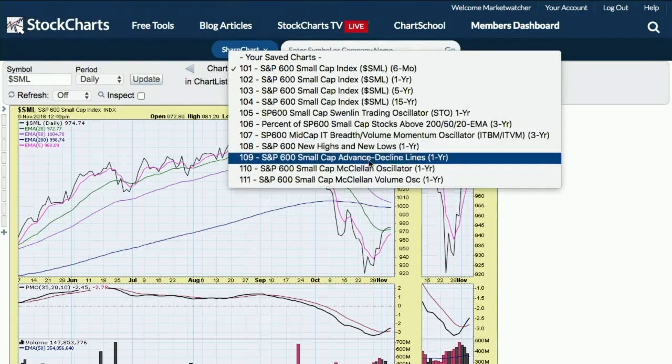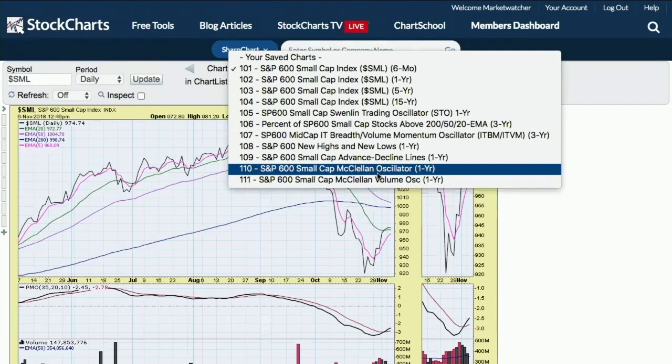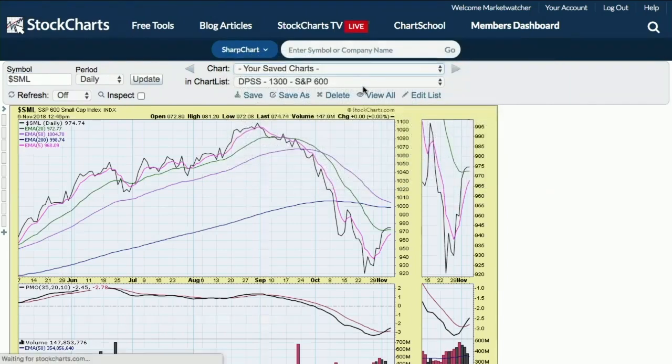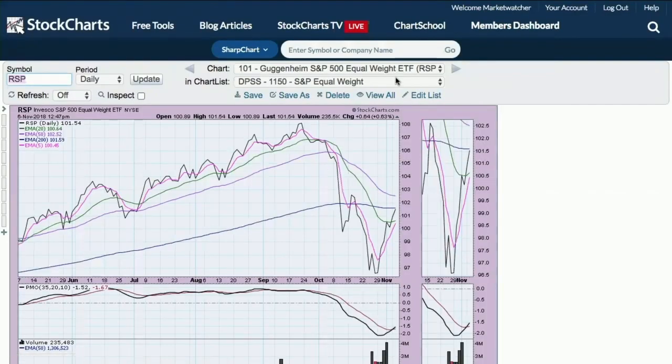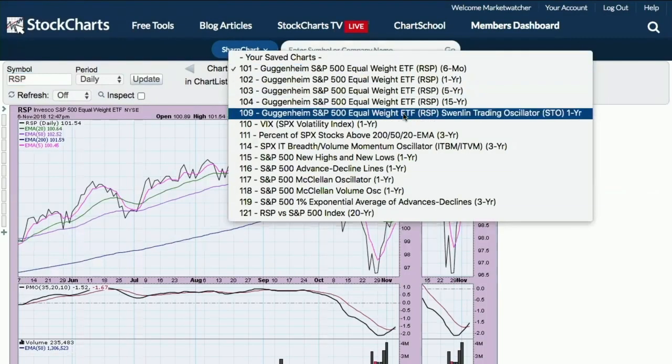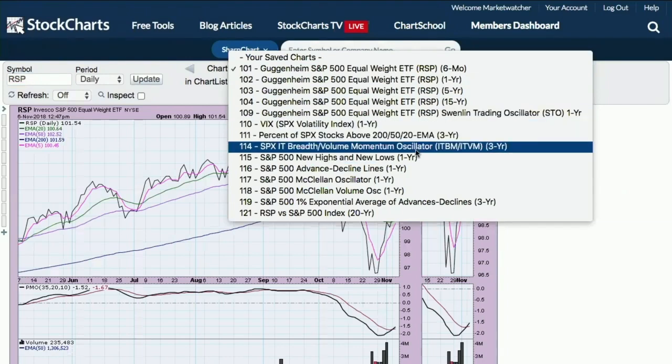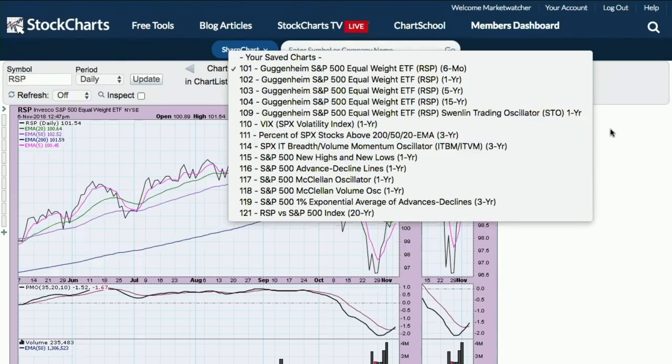And then we also, of course, have breadth indicators in here and the McClellan oscillator as well, and that's for the S&P 600. So you can see lots of choices. We even have the S&P equal weight ETF. And again, you're going to get all of that same information, the STOs, the ITBM, and the ITVM.